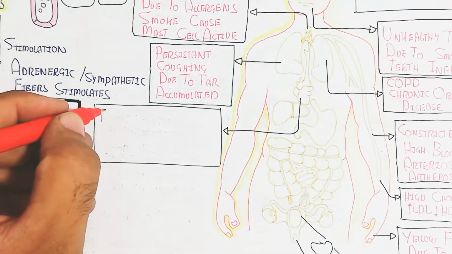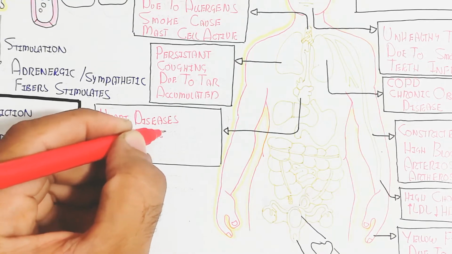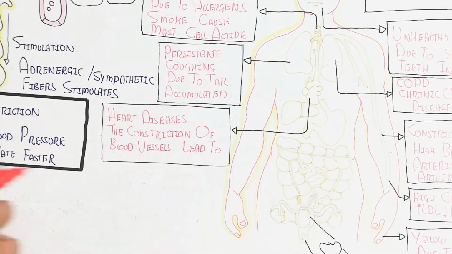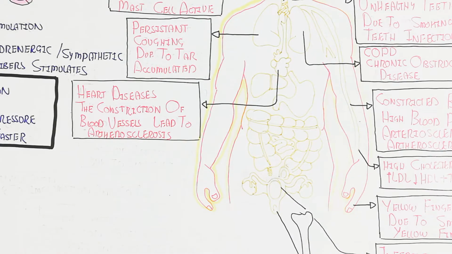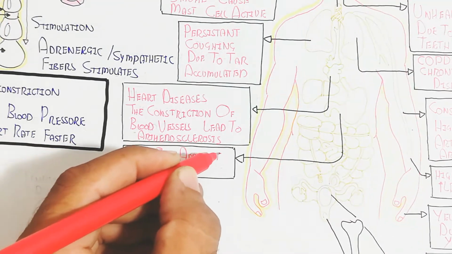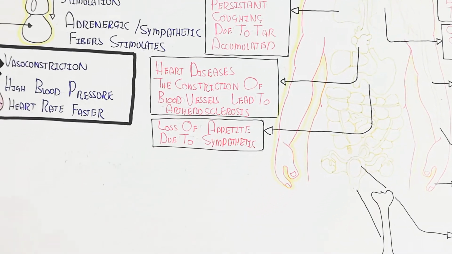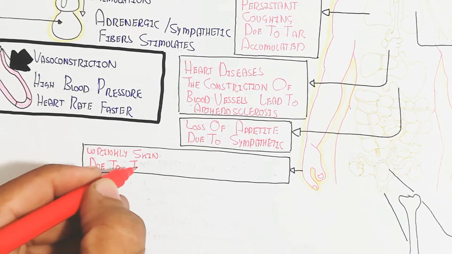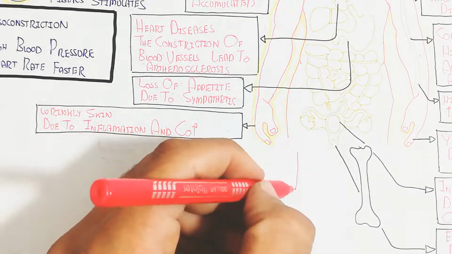In the blood circulatory system, the vascular system, there is heart disease: the constriction of blood vessels leads to arteriosclerosis and high blood pressure, causing stroke and even heart attack. Coronary artery disease is major and important due to smoking. Loss of appetite is due to sympathetic nervous system activation, and wrinkly skin is due to inflammation, and increased carbon monoxide and other inflammation lead to damage and cause aging.